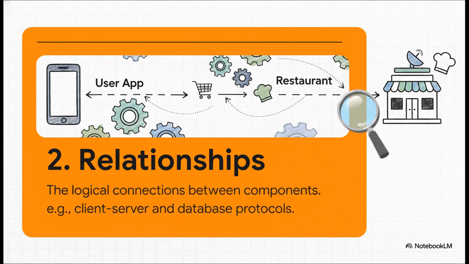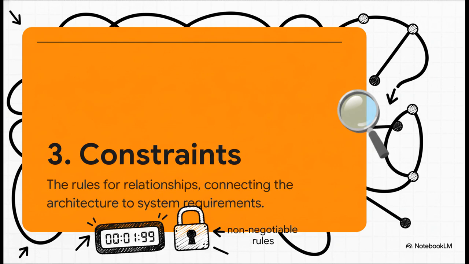That connection, that line of communication, that's a relationship. And finally, we have constraints. These are the hard and fast rules, the non-negotiables that govern the entire system. A perfect example is a performance rule. The architecture might demand that the system must confirm an order within 2 seconds, no exceptions. That one rule, that constraint, shapes every single decision about how the components and their relationships get built.